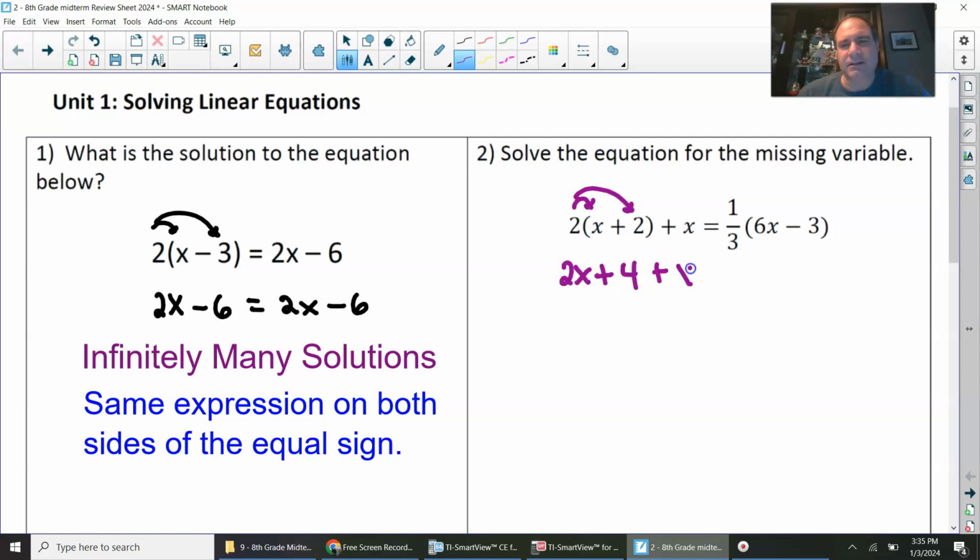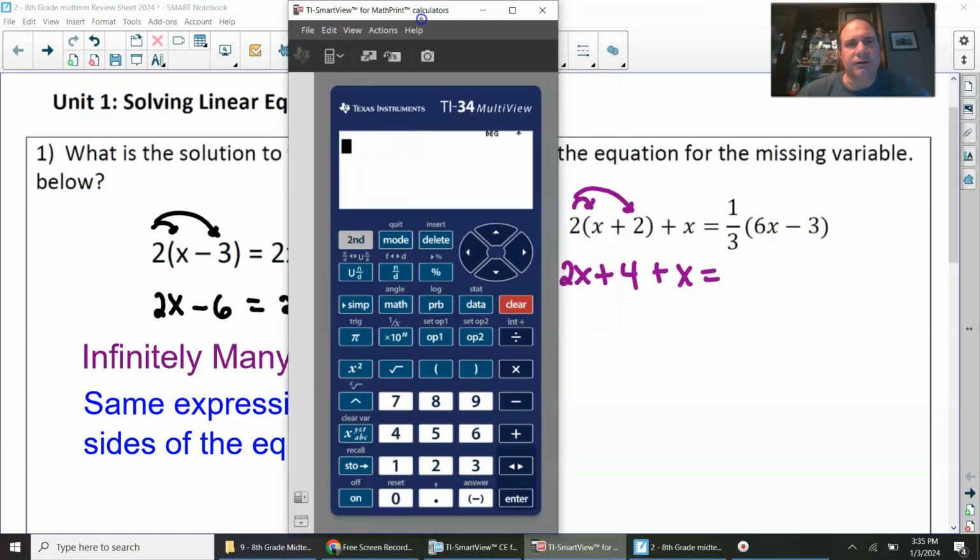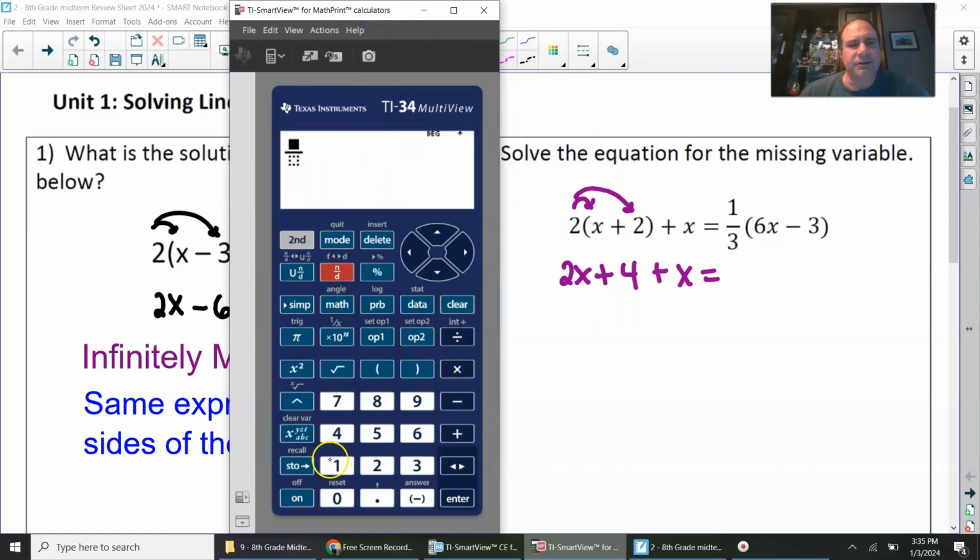You bring down the plus x, and then you do 1/3 times 6. And remember, in your calculator, you're just going to put the fraction symbol and then do 1/3 times 6, and that is 2. So we're going to have 2x, and then you do the fraction symbol again, 1/3 times negative 3. You press enter, and it is negative 1.